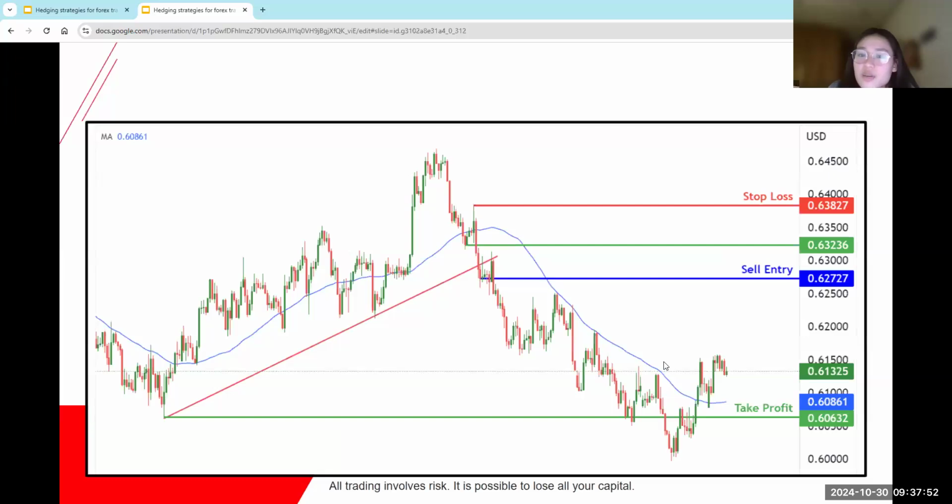Here's an example. Here we are using a combination of moving average and our support and resistance levels, as well as an ascending trend line. With the ascending trend line here, with prices breaking out, we're going in for a sell entry and your take profit. We got out at our take profit.